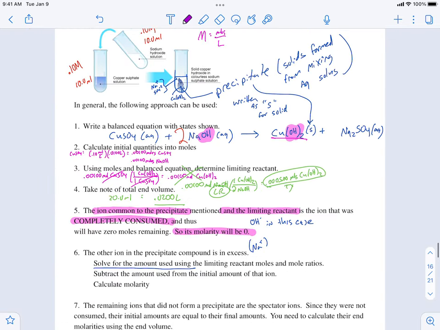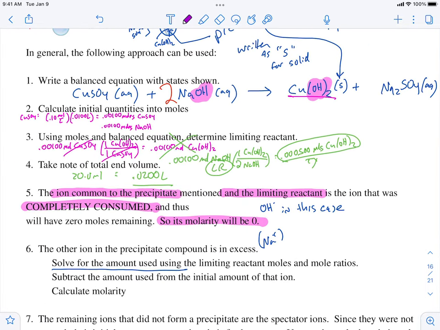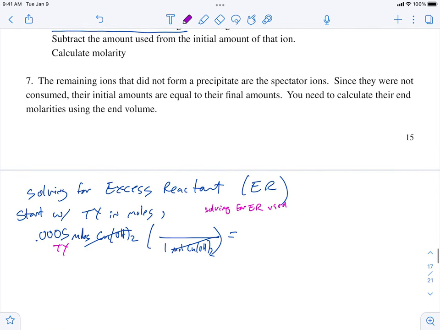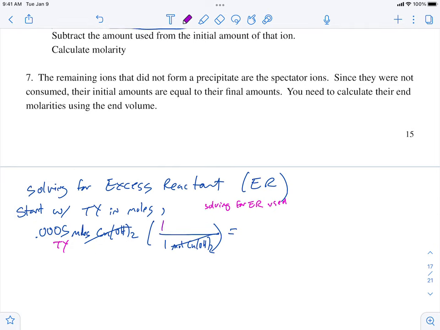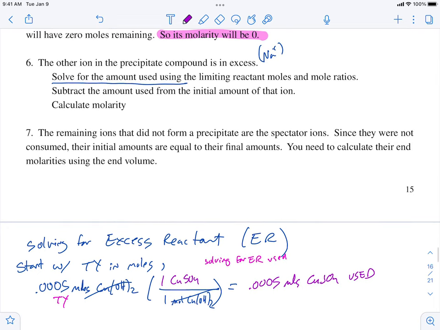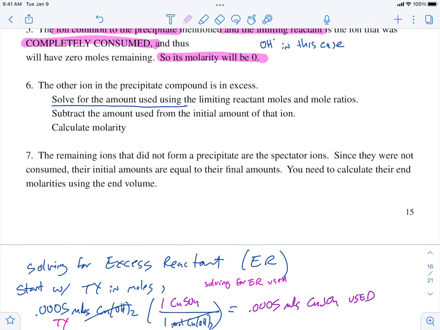Wait a minute. Hold on. I'm getting lost in my numbers. Copper hydroxide. Oh, 0.0005 moles. Okay, yeah, it's the copper. 1 CuSO4. So 0.0005 moles CuSO4 were used. I know why I got that wrong, because up here in step 5, I wrote down sodium was the excess. That's not true. It's the copper.